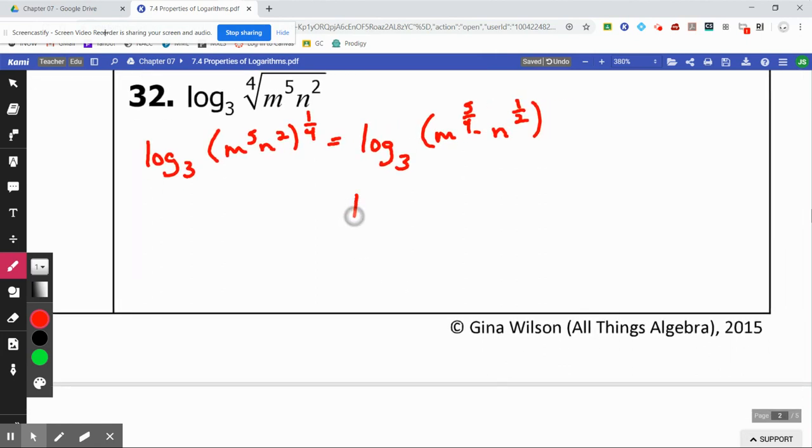So now let's split it. That's going to be log base 3 of m to the 5/4 plus, I'm going to leave myself some space so I can just move my exponents down, log base 3 of n to the 1/2. And both exponents, the 5/4 can be moved down and multiplied, and the 1/2 can be moved down and multiplied as well.